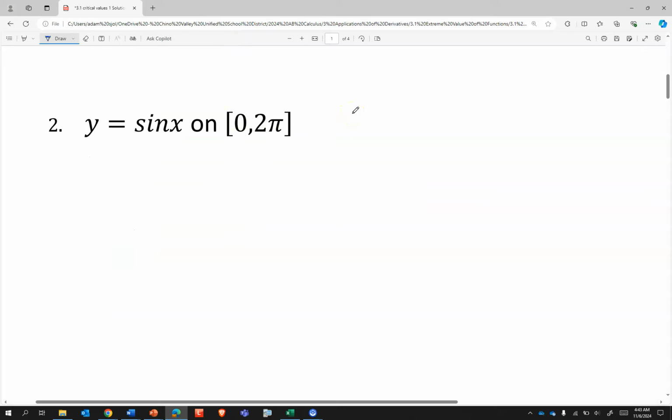Now sine of x has a ton of critical values, so I just went from 0 to 2 pi. So we're expecting to have a critical value at pi halves and at 3 pi halves if we know the graph of sine.